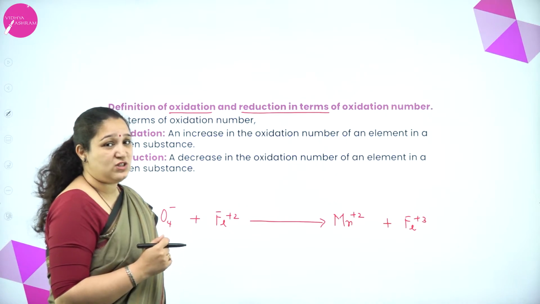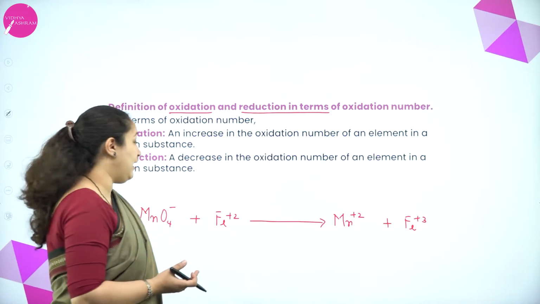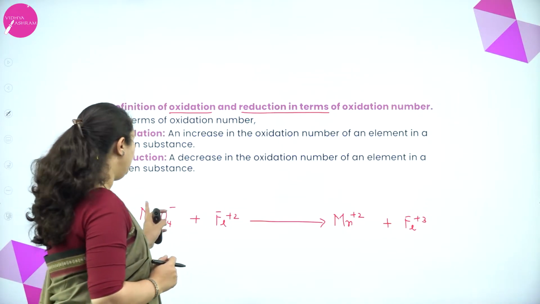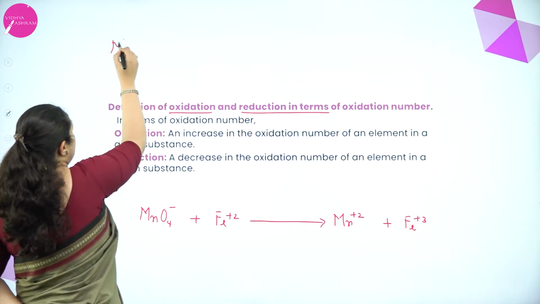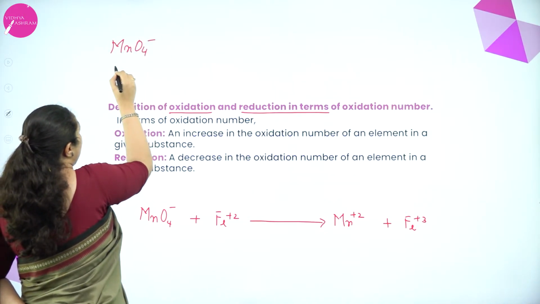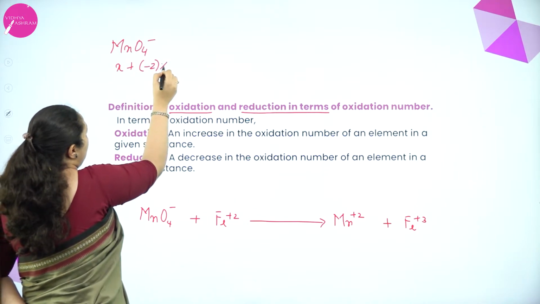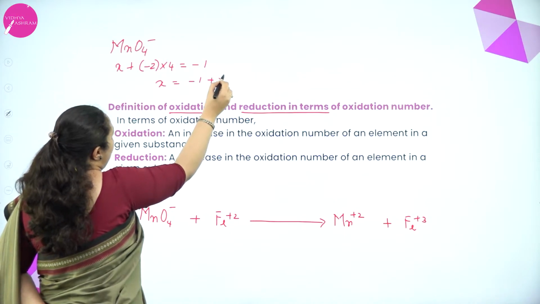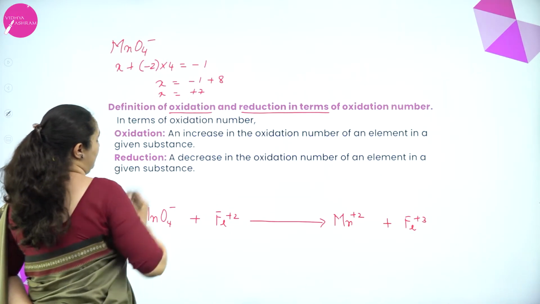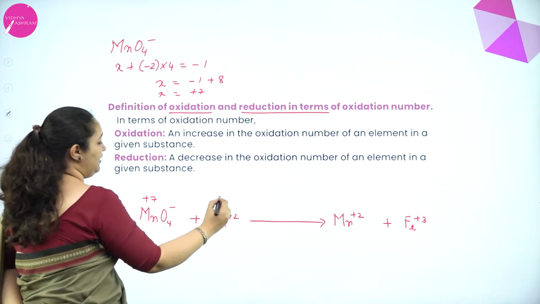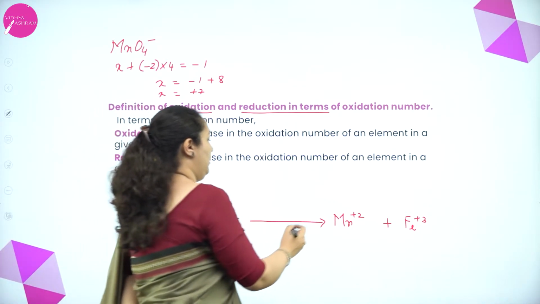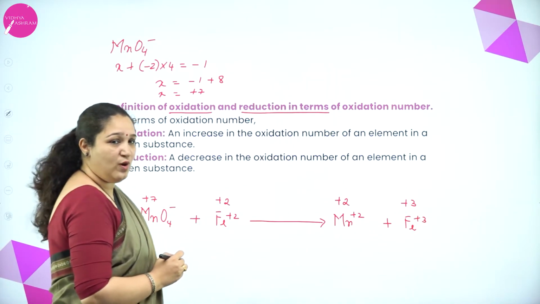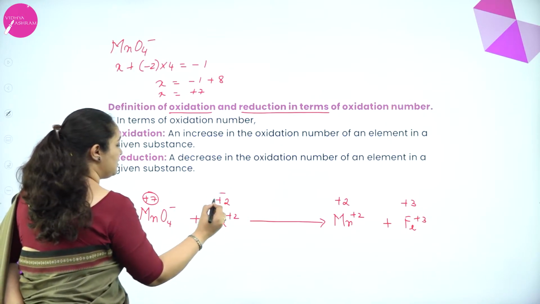So in terms of oxidation number means first I have to write the oxidation number of the elements, correct? So first for manganese I shall calculate. See here I'll write manganese X plus minus 2 into 4 is equal to minus 1. So X is equal to minus 1 plus 8. So X is equal to plus 7. So manganese is in plus 7 state, iron is in plus 2 state. Here again manganese is in plus 2 state, here iron is in plus 3 state. So I have written the oxidation numbers.